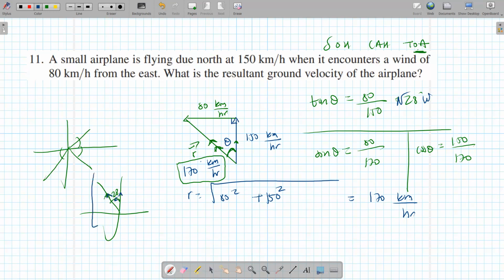Does this make sense? Yes. North, so that's going to be the direction. There you go. So the velocity is 170 kilometers per hour at a direction of north 28 degrees west. And you are done. Okay?